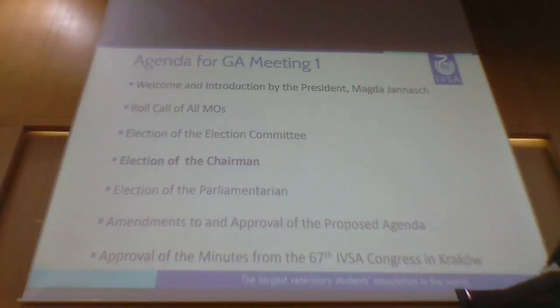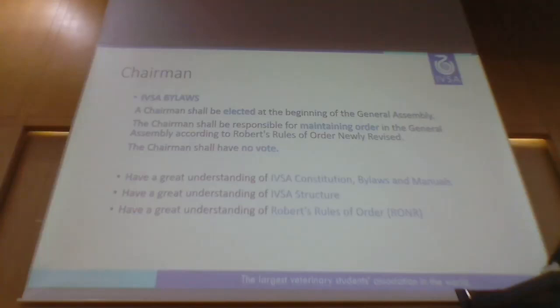Are there any nominations for the chairperson? Okay, I apologize. Before I open the nominations, according to the IVSA bylaws, a chairman shall be elected at the beginning of the General Assembly. The chairman shall be responsible for maintaining order in the General Assembly according to Robert's Rules of Order Newly Revised. The chairman has no votes. He or she must have a great understanding of the IVSA constitution, bylaws and manuals, the IVSA structure, as well as Robert's Rules of Order.